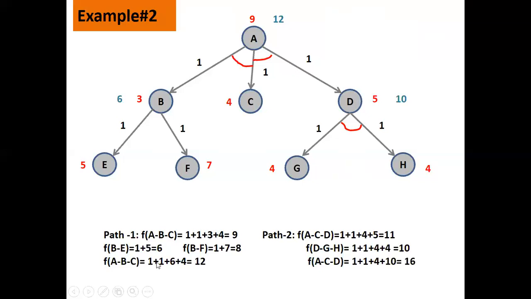So 1 plus 1, 6 plus 4, which is nothing but 12. This is the cost we have calculated, using the revised cost of B, as the cost of A: 12. Now let us explore this side again. Now this side, from A to D, A, C, D, again it can be expanded. Again it has an AND arc.